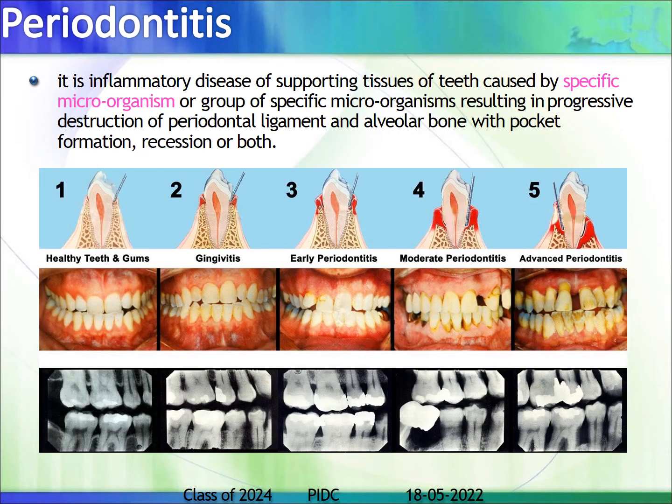So here's the condition of periodontitis. As I explained before, periodontitis is an inflammatory disease of supporting tissues of the teeth caused by specific microorganisms or groups of specific microorganisms, resulting in progressive destruction of the periodontal ligament and the alveolar bone with pocket formation, recession or both. You will be learning more about this definition in classes to come. You will be familiar with why they have defined it this way, instead of telling just inflammation of the periodontium. You will eventually come to know about it, right?